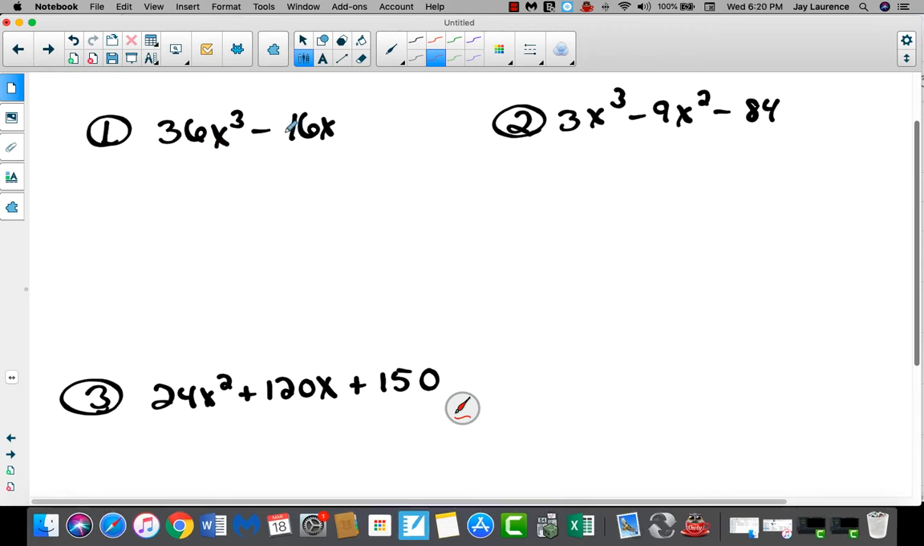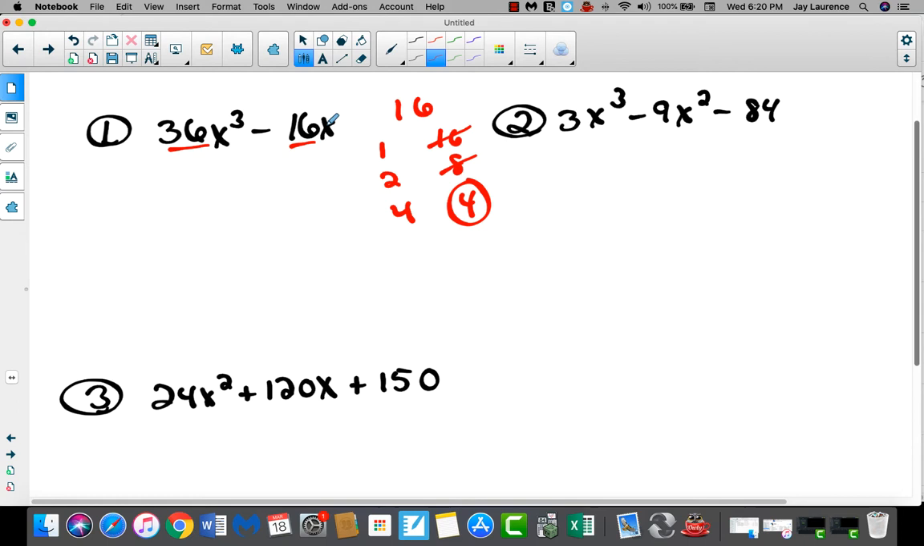Number 1: first I'm looking for a GCF, and I think I'm going to get a 4x, but if I'm not sure, I'll list my factors of 16: 1 and 16, 2 and 8, 3 doesn't go in, 4 and 4, and I'm done. And let's see, does 16 go into 36 evenly? No. Does 8 go into 36? No. Does 4? It sure does. So 4 is my greatest common factor of the coefficients.